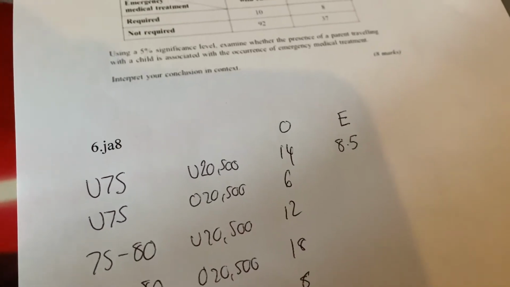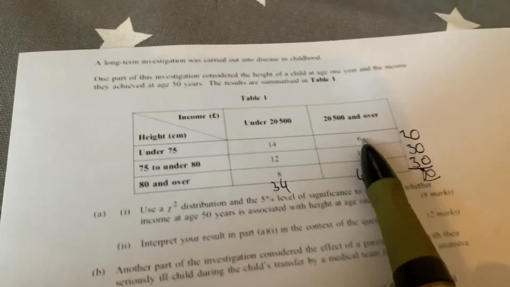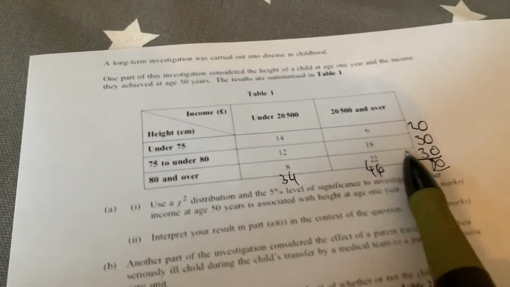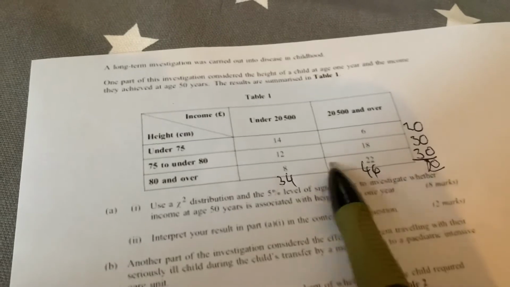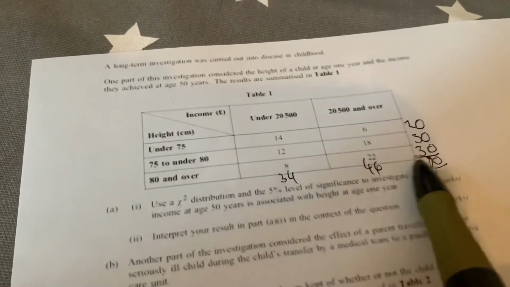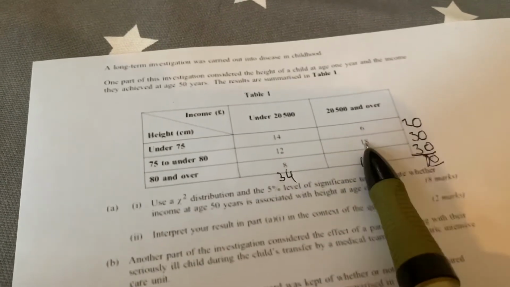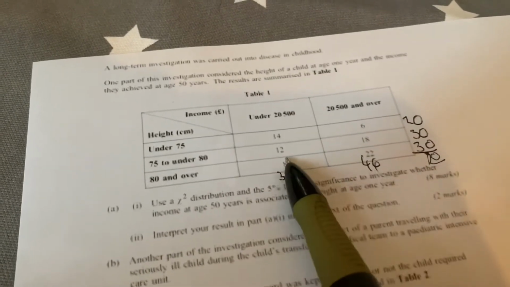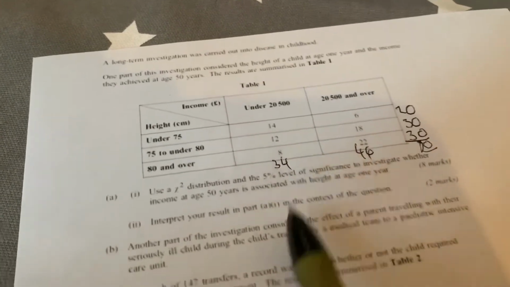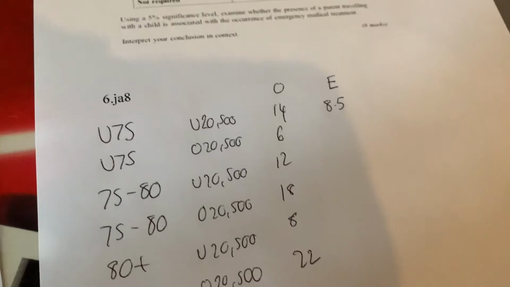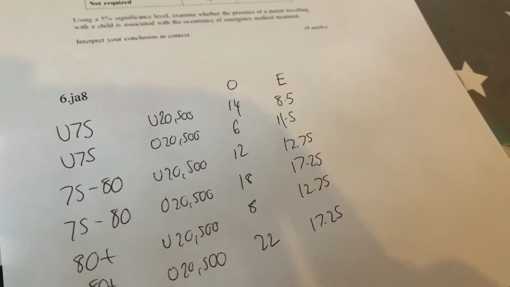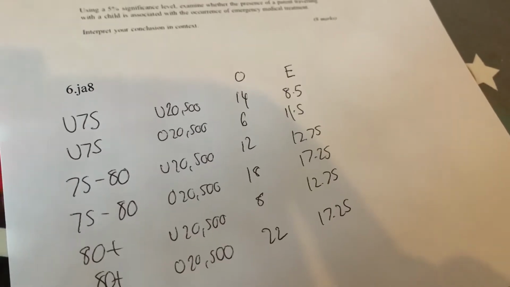Under 75 over, so this time I'm using this one, so it's 20 times 46 divided by 80, and I'll do that for each and every one of them. So this one, 30 times 34 divided by 80. This one, 30 times 46 divided by 80. This one, 30 times 34 divided by 80. And then all I'm going to do is add that number into what we call the expected column. And here is my expected numbers. Hopefully you've got something similar.